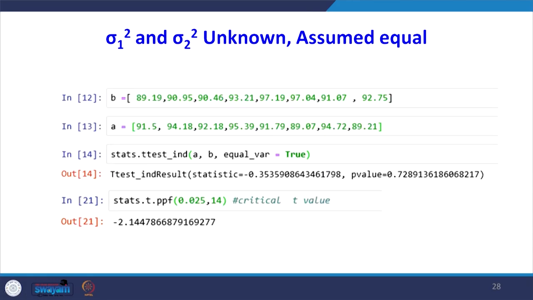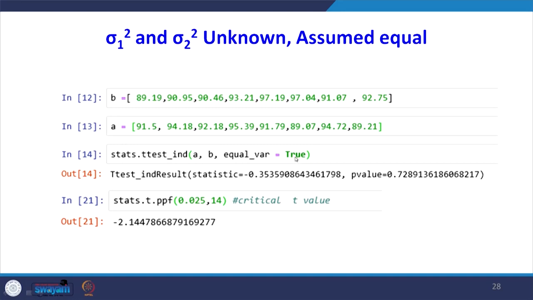Now, with the help of Python, when sigma 1 square and sigma 2 square are unknown, assuming equal variance, we will solve the problem. Previously I assigned the data to an object b, and I have taken an array a. Then we call stats.ttest_ind on the arrays a and b with equal_var equal to True. It can be True or False; after some time we will solve that problem.